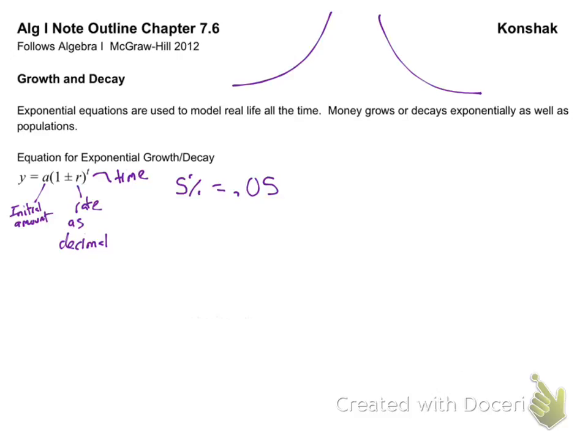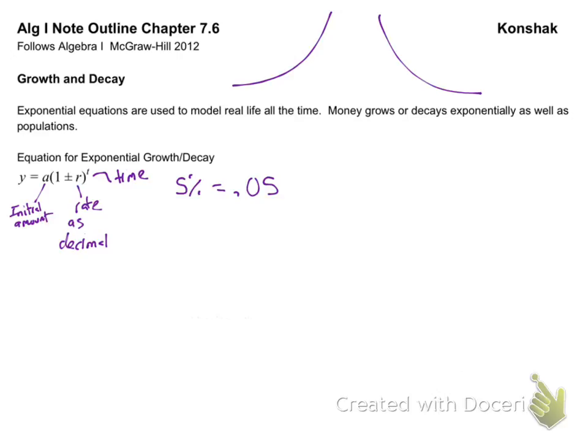Now, I say it's plus or minus. Again, if it's a 5% increase, I'm adding 1 plus 0.05. If it's a 5% decrease, it's 1 minus 0.05. And I'm going to highlight why it's a growth and why it's a decay as we do our problems. Are we ready for the problem?